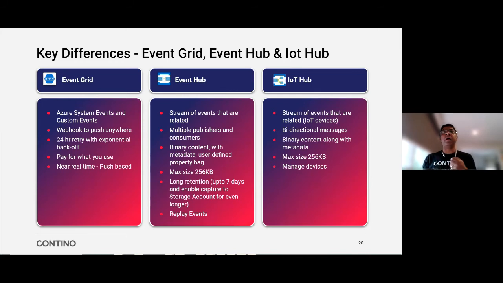For Event Hub, if you need message retention for a long time, it's a great choice as well. It captures all your streaming data and gives you the buffer that you need to process the messages at your own pace. Again, the message type is binary content with metadata and a user-defined property bag. Max size is 256K, and you have the ability to replay events as well. So this is one of the cool features where, if you haven't been able to process it by one subscriber, and then the other one wants to see it, you could replay that set of events to ensure that you processed it as expected.